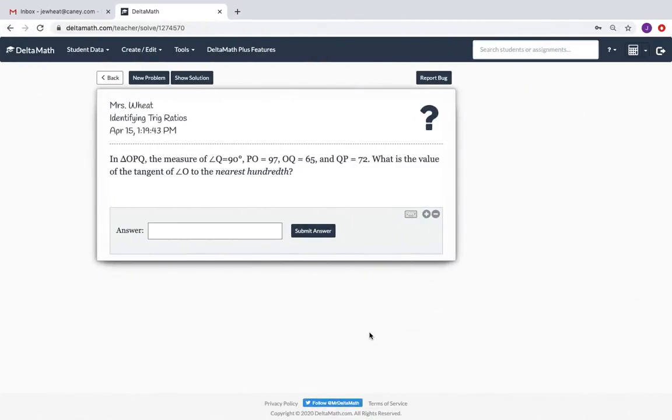So we're going to go over here to our question and we're going to take a look at this. So it says in triangle OPQ, the measure of angle Q is 90 degrees, PO is 97, OQ is 65, and QP is 72. What is the value of the tangent of O to the nearest hundredth? Okay, so we are going to go over here, and the first thing that we need to do is we need to actually draw triangle OPQ.